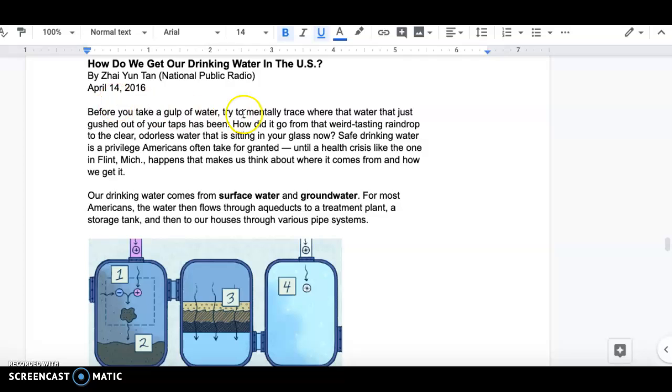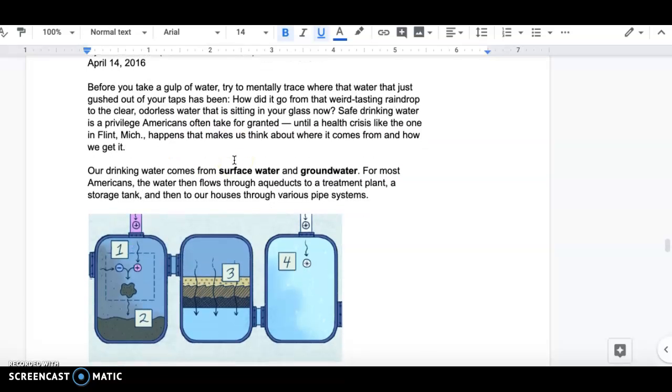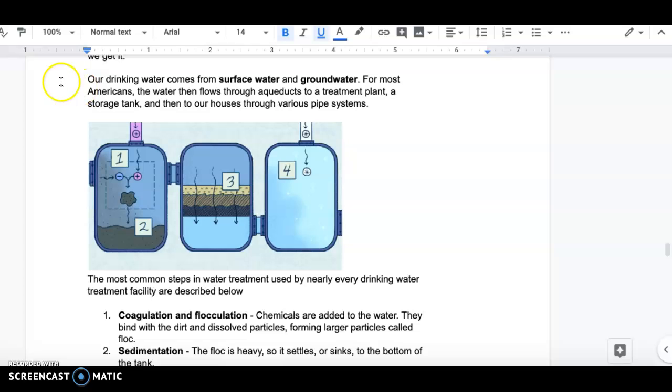Before you take a gulp of drinking water, try to mentally trace where that water that just gushed out of your taps has been. How did it go from that weird tasting raindrop to the clear, odorless water that's sitting in your glass now? Safe drinking water is a privilege that Americans often take for granted until a health crisis like the one in Flint, Michigan happens that makes us think about where it comes from and how we get it. Our drinking water comes from surface water and groundwater.